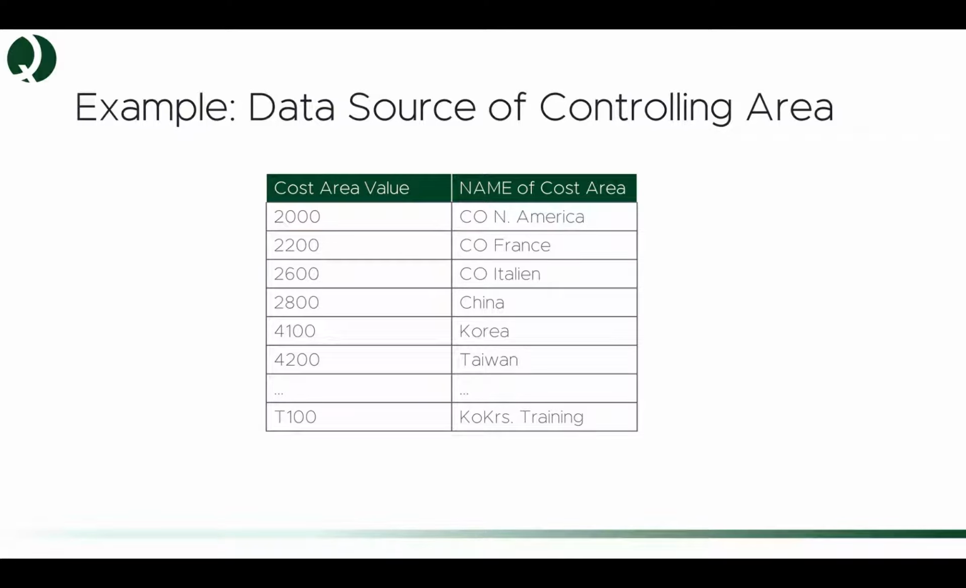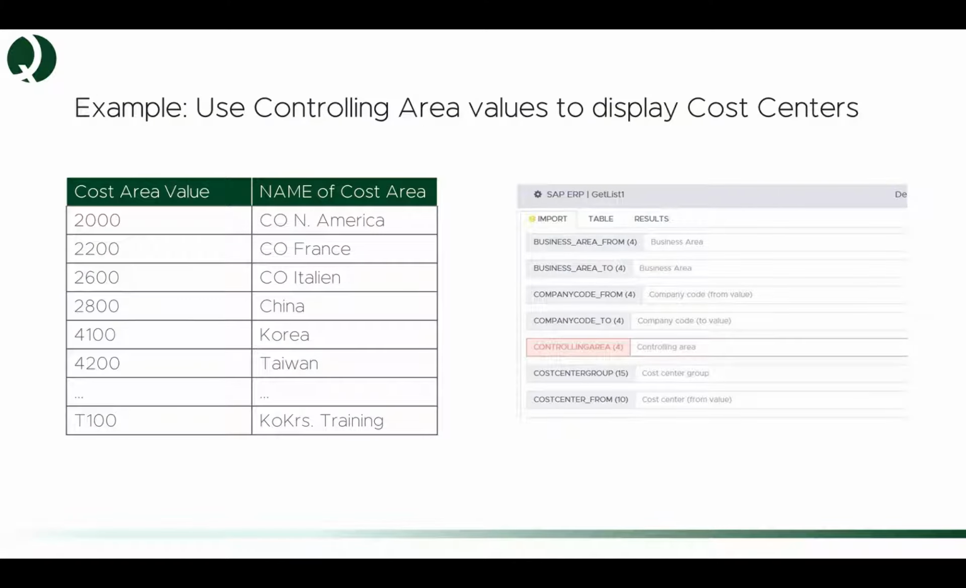Have a look at the following example. This table displays some values of a SAP BAPI that contains controlling area values. You can see a name of the cost area and its respective number. Our goal is to use another BAPI called BAPI cost center getList to display all cost centers of any cost area in one single result set.